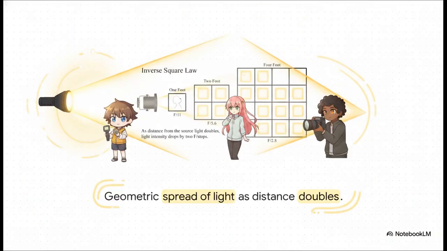And understanding the geometric spread brilliantly illustrates why this happens. Imagine your light is shooting through a 1 by 1 foot square frame placed exactly 1 foot away from the bulb. When you double that distance to 2 feet, that exact same beam of light hasn't just moved backward, it has spread out across 4 squares instead of 1. Because that exact same amount of light is now being diluted over a much wider area, any single point receives only 1/4 of the original power.